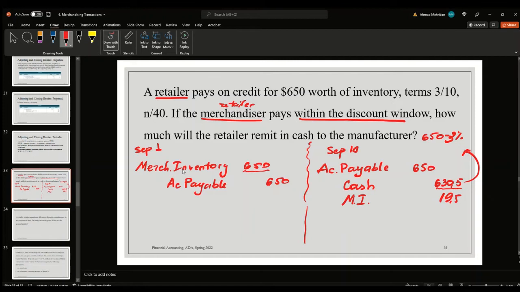And if we assume that it was paid after September, let's say 11, that's after the discount period, after the 10th, then it would be very simple. Account payable would be the same 650, and our cash would go 650. We would have to pay the full amount. And merchandising inventory would still stay 650 and not go down 19.5 because if the payment was done on this day, then there would be no discount. Okay, so I hope that was easy and very light to understand.